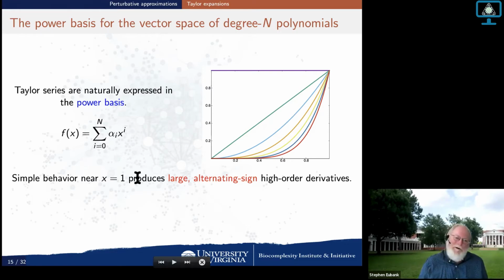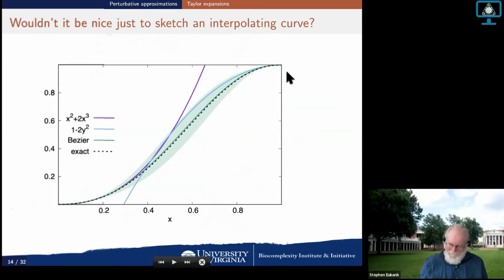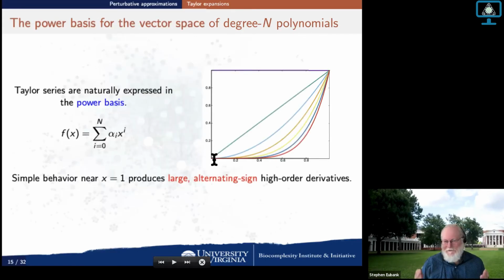And the problem with power series is that fairly simple behavior near x equals 1, like this kind of behavior, has to be modeled with really large alternating sign derivatives, high order derivatives, if you're going to model it with a Taylor series around x equals 0. And this stuff in red should frighten anybody who's trying to do numerical analysis on very large systems where they clearly will not be able to do it in a stable way.